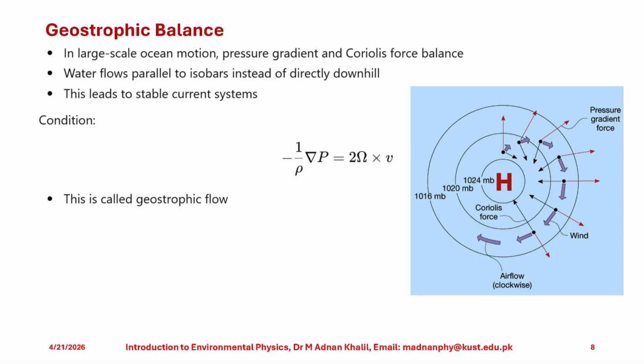In the figure, you see circular flow around a high-pressure region. The arrows show that water is not moving inward or outward, but around the system. This is called geostrophic flow, and it explains the stability of large-scale ocean currents.